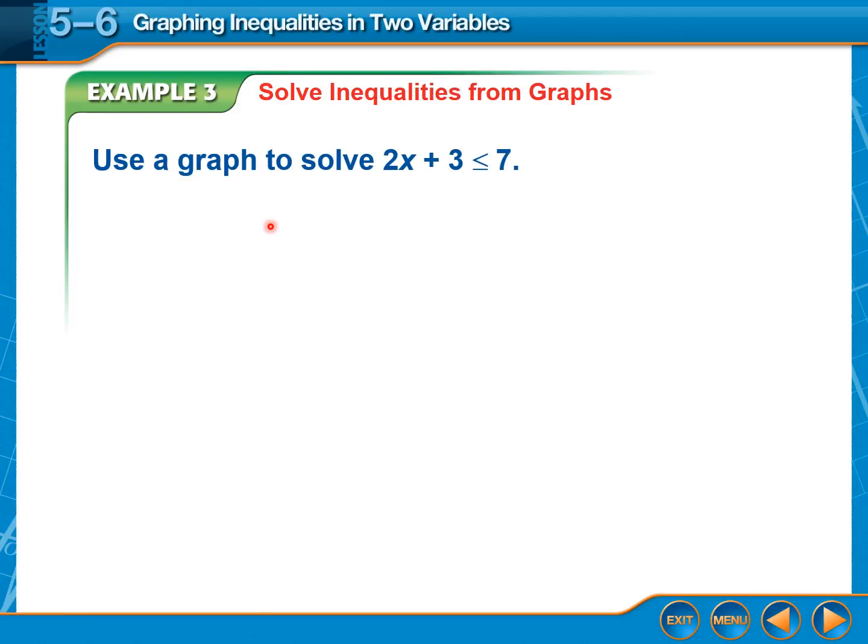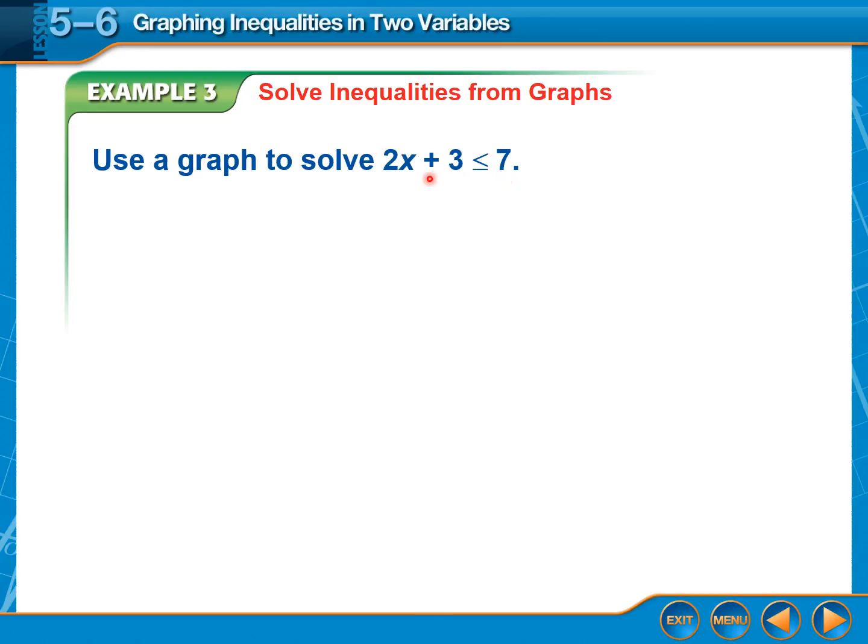Okay, let's take a look at this type of inequality really quickly. Use a graph to solve 2x plus 3 is less than or equal to 7. First thing that you notice here, there's no y value in this inequality. There's just an x value. Now that doesn't mean that we can't solve it. It just means that we're not going to be able to write this in y equals mx plus b form.